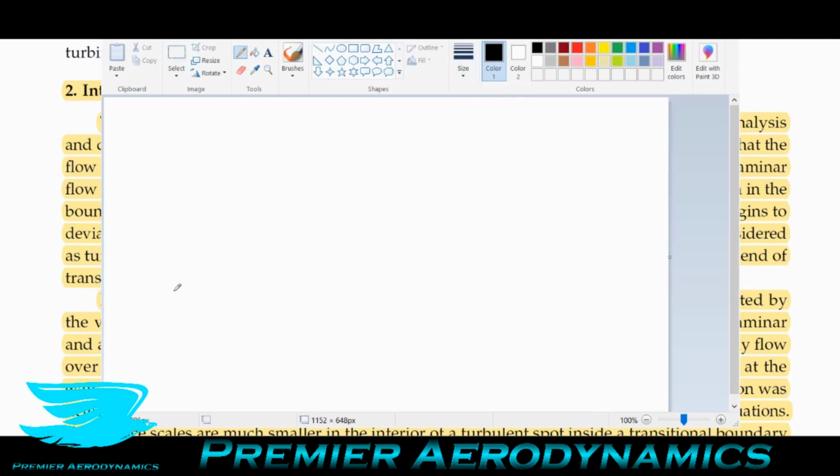So if we have the flow going over a table again, let's say, and it's moving at 1 meter per second or whatever, it doesn't really matter.